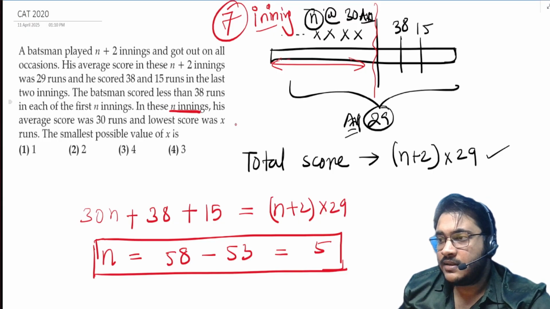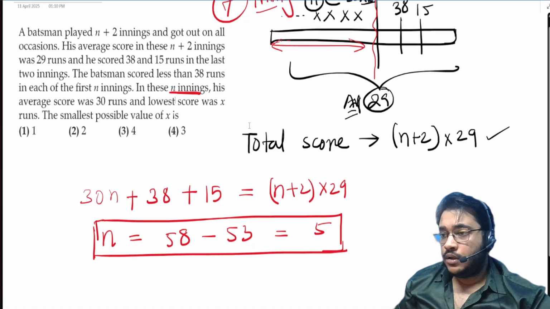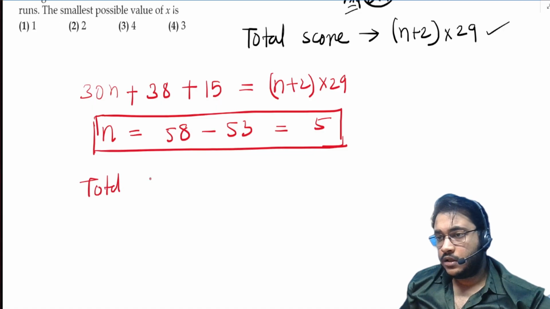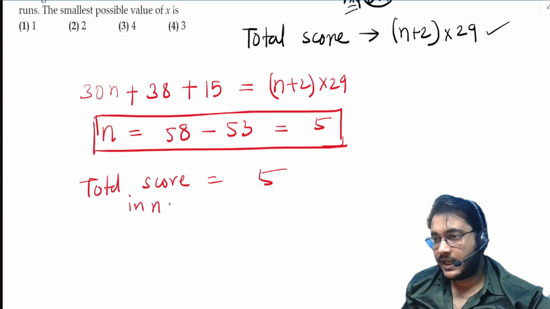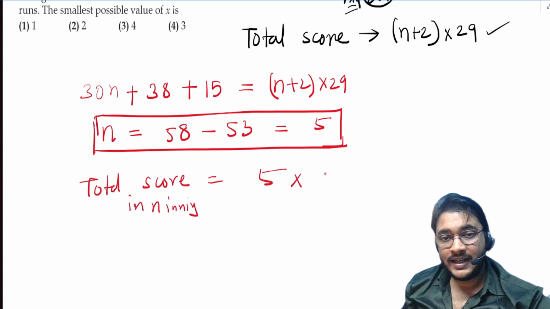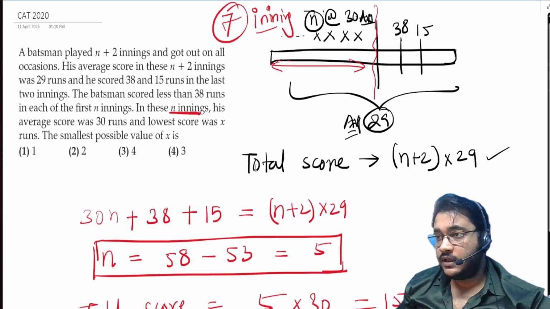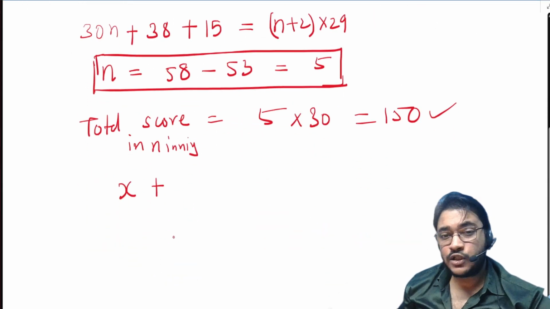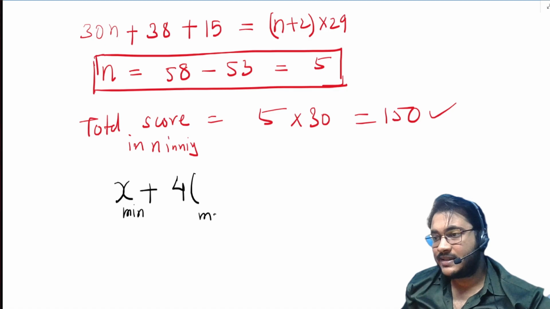So in the first 5 innings, how do we solve this part? Realize the fact that the total score in the n innings, that is 5 innings, is 5 into the average. The average is 30, so it is 150. Now the total score can also be achieved through x. x is the lowest score. Please pay attention to this part. That is x plus 4 other matches, and if I need to minimize this x, I need to maximize the 4 other matches.